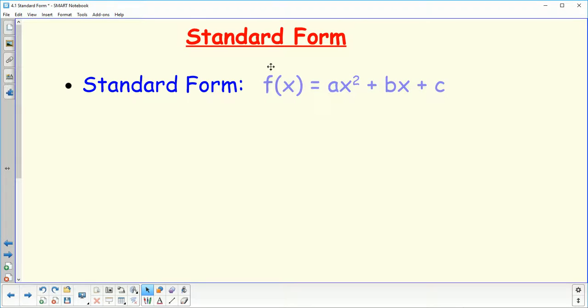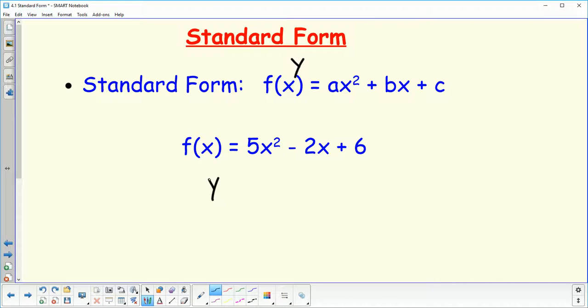So first thing, what is standard form? Well, if we're using function notation, we'd say f of x equals ax squared plus bx plus c. Now, remember that f of x really just means y. So an example would look something like this. You're also going to see that means the exact same thing: y equals 5x squared minus 2x plus 6. These mean the same thing. This is just function notation of your standard form, because we have something called a function here. In our example, a, b, and c are always going to be numbers. In this example, a is 5, b is negative 2, and c is 6.